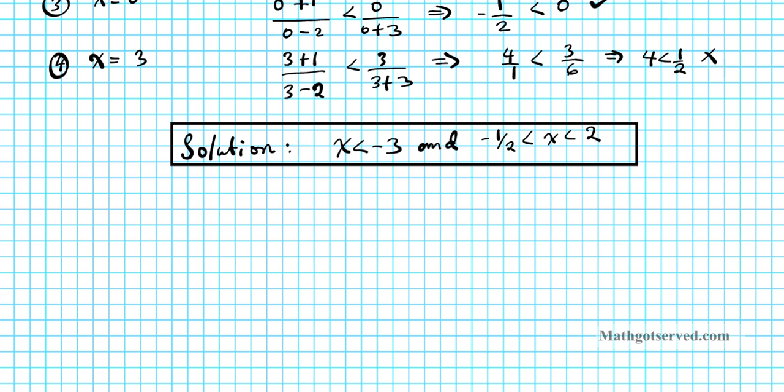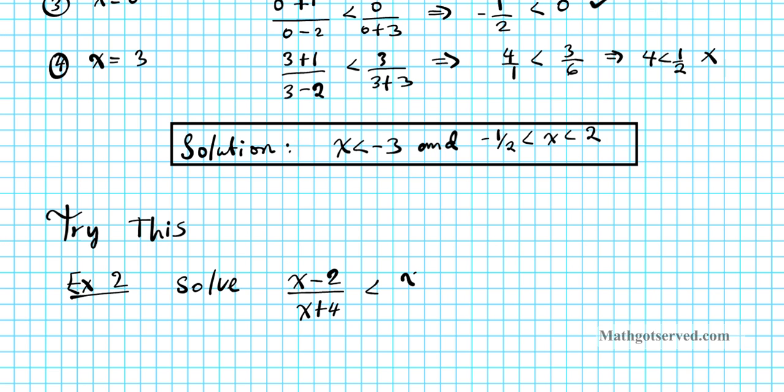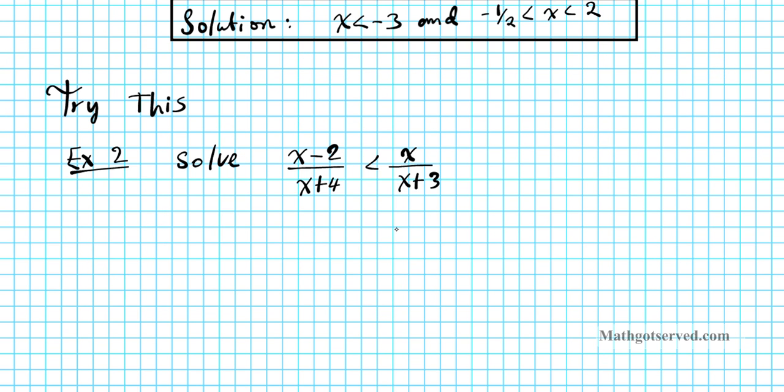All right, so how well did you understand this example I just did? I'm going to challenge you, try this example. Example 2. The task is to solve the rational inequality x minus 2 over x plus 4 is less than x over x plus 3. Solve this rational inequality completely, and in the comment below post what your answer is or any complications you have. And then I'll make sure I send you a direct response to tell you if your answer is right or wrong.